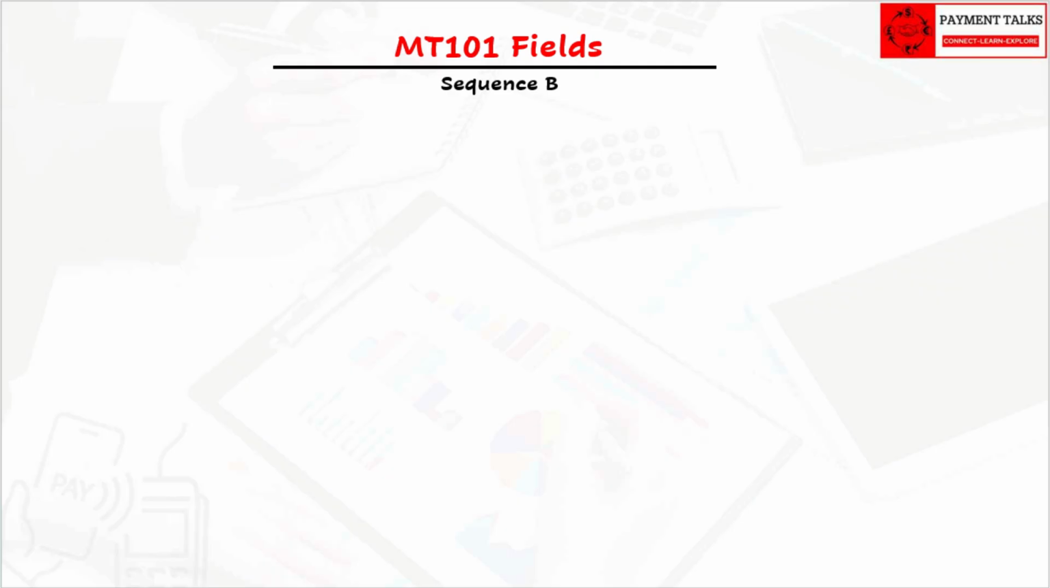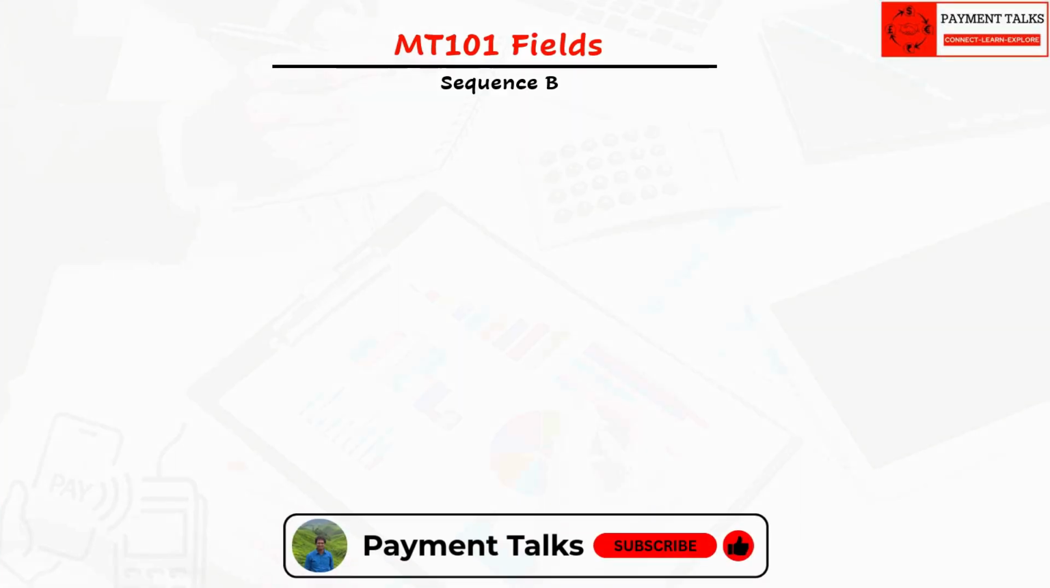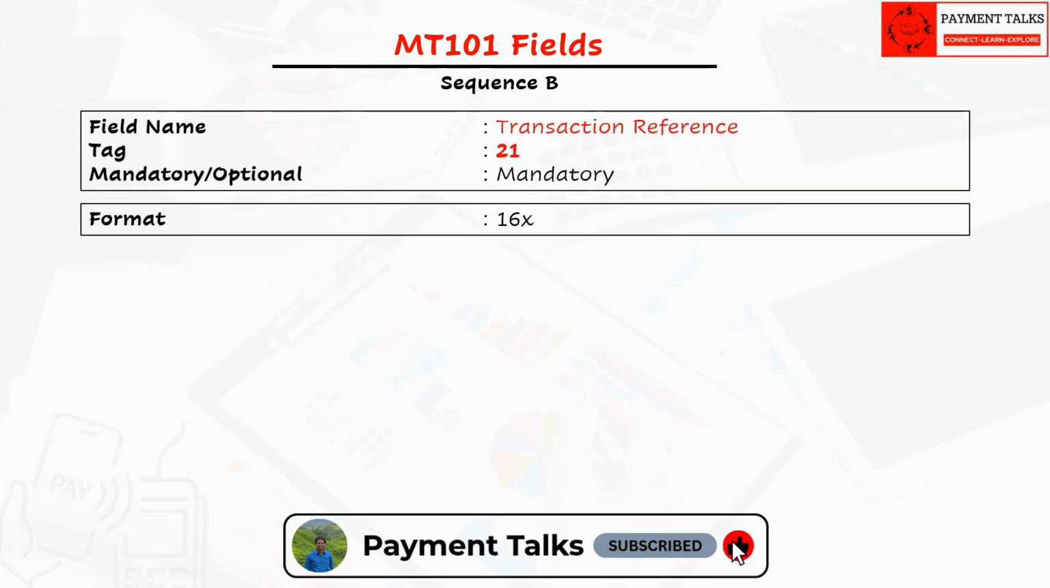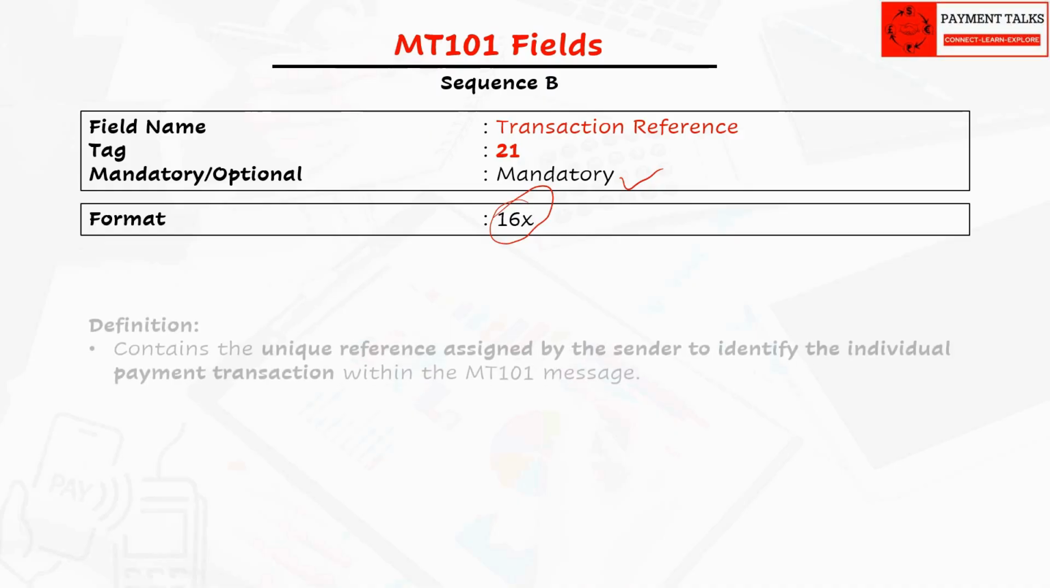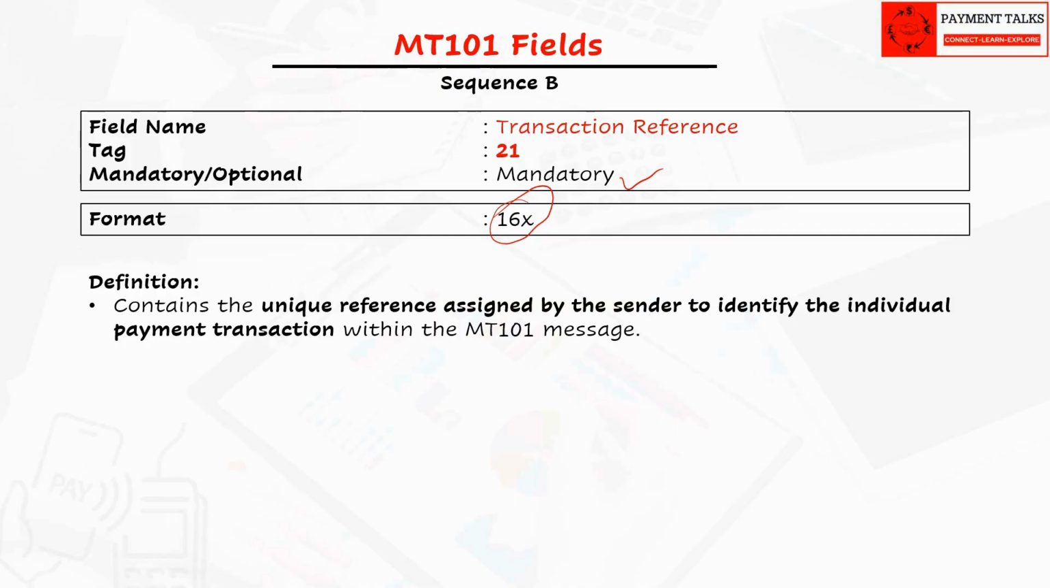CBPR Plus does the same, limiting the PACS.008 and even PAIN.001 to a single transaction, with no batch concept in CBPR Plus. If you keep this in mind, then it will be easy to understand the rest of the fields. The first field in sequence B is transaction reference, tag 21. This field is mandatory. The format of this field is 16x. The field contains the unique reference assigned by the sender to identify the individual payment transaction within the MT101 message. This is a point-to-point reference for the transaction.